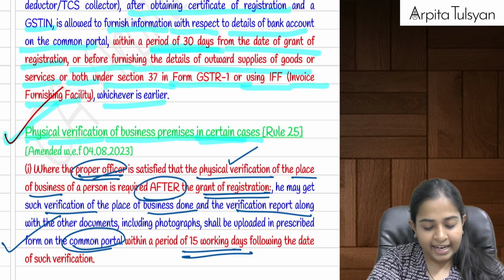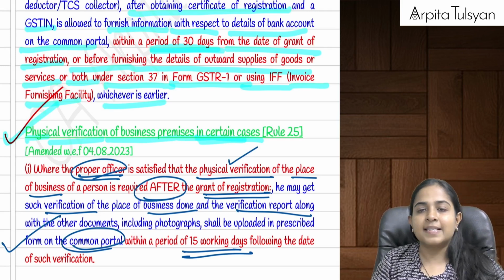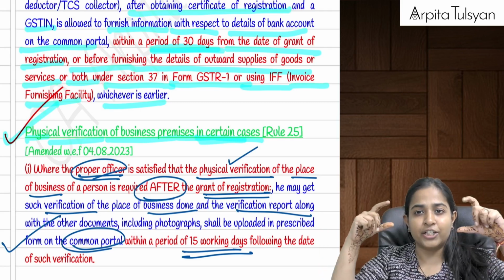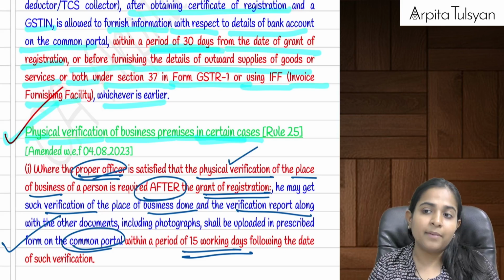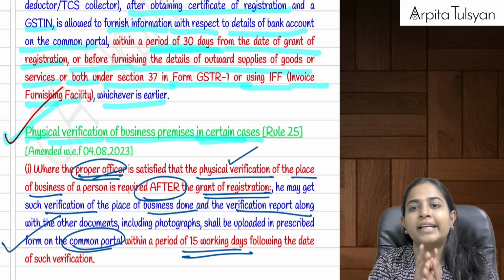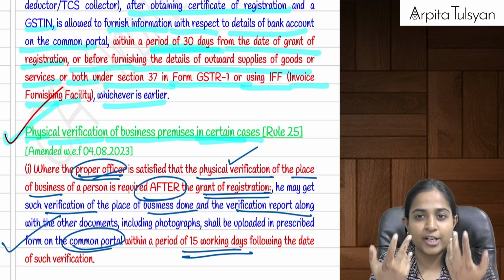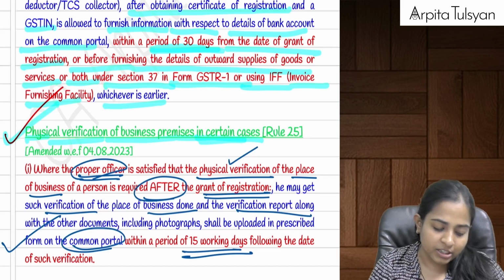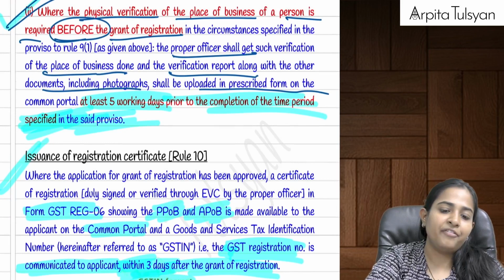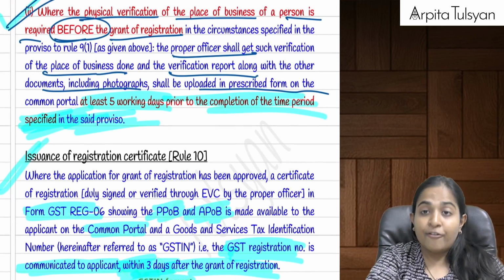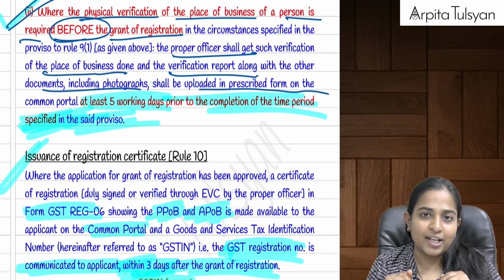Definitely they can do. So if they are coming to your premises and they are doing the physical verification, they are clicking pictures of your premises, no problem, they are allowed to do that, but they will have to upload all the information about verification report, photos, etc. on the GST common portal within a time period of 15 working days from the date of verification, so that even you will come to know what is the conclusion of your verification report.